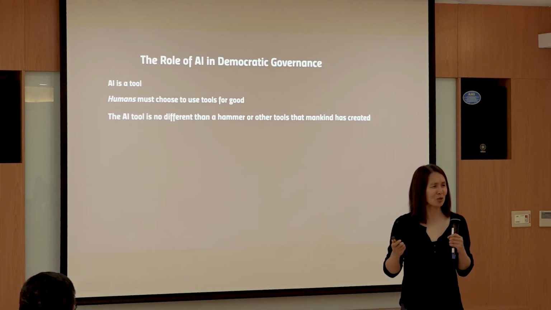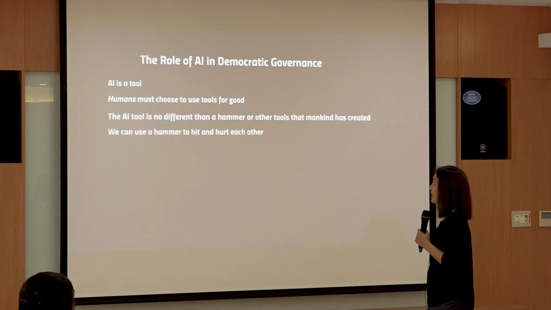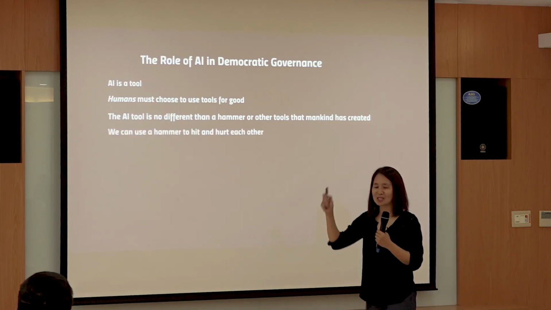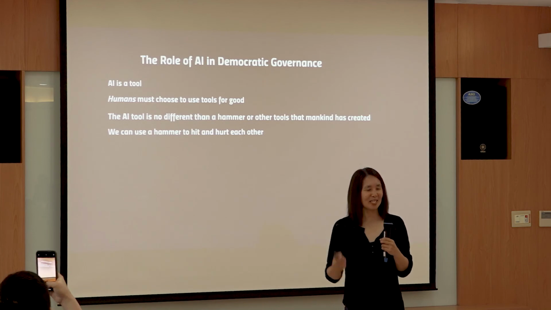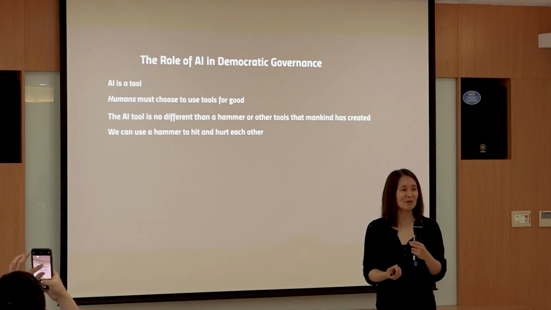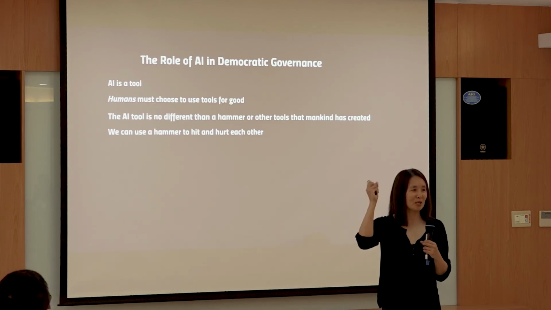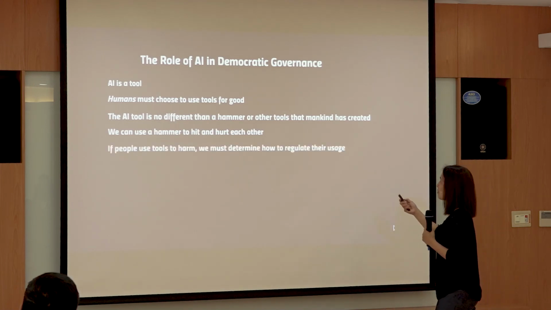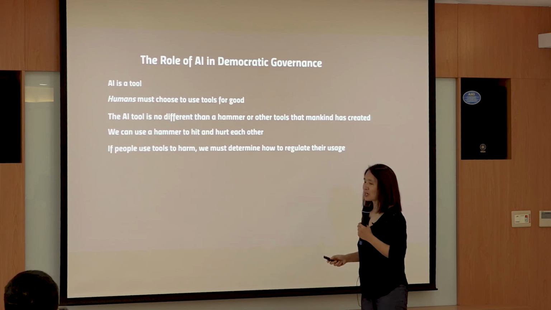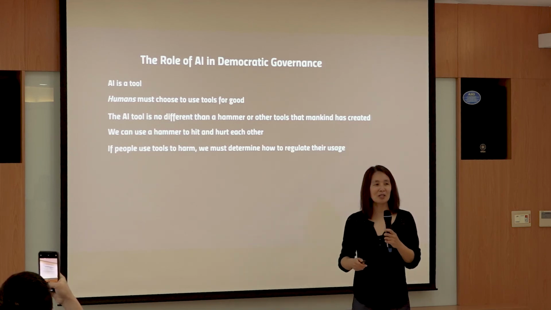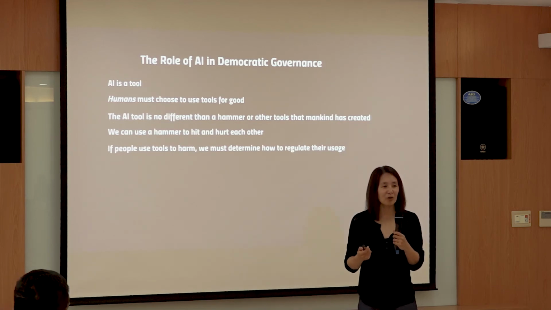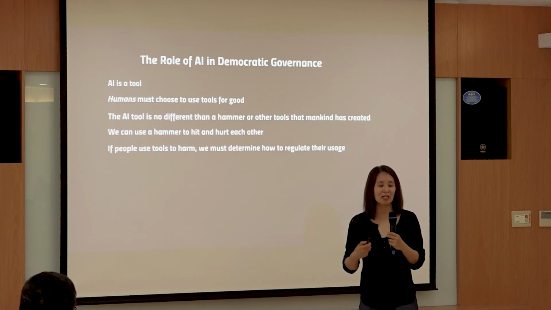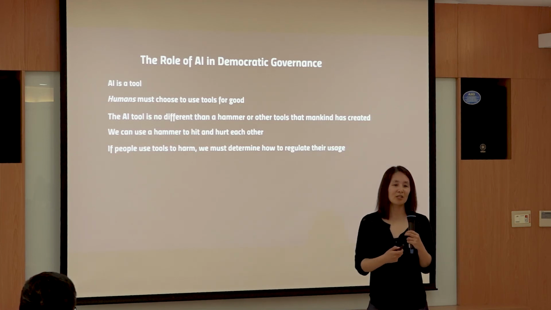A hammer is super useful. A really great hammer. But we can also use the hammer to hit each other. Then it's a bad tool, right? Because what am I doing with the hammer? I'm just going to hit people, and that's bad. So if people use tools to harm, the humans have to decide how to regulate their usage. The humans have to look at the tools and say, how do I regulate the usage of this kind of tool if people are going to use it for good or bad?